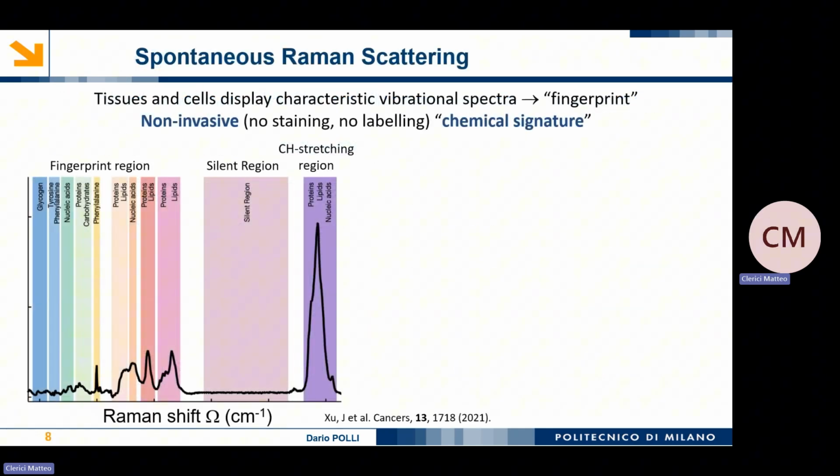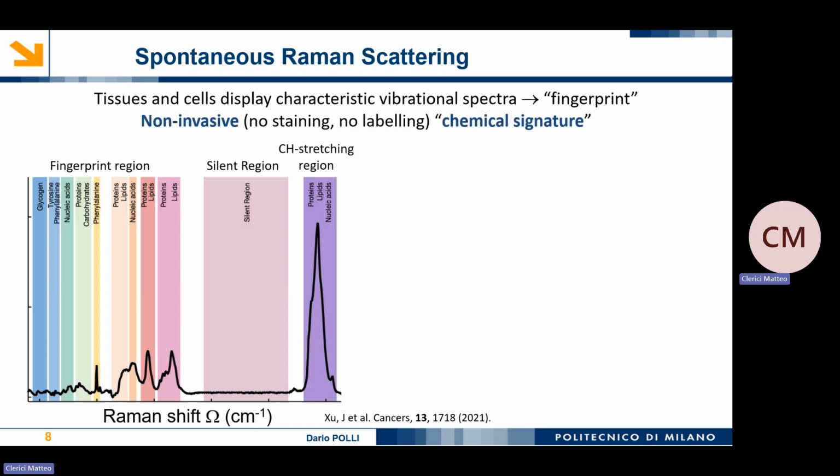Vibrational microscopy is a technique in which you can identify the molecules inside your sample, biological sample or any other kind of sample of interest, because any molecule will have a certain vibrational spectrum, which can be used like a fingerprint to uniquely identify the chemical species of interest. This is non-invasive, so you don't need to add any staining or labeling.